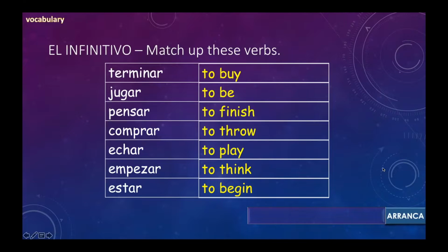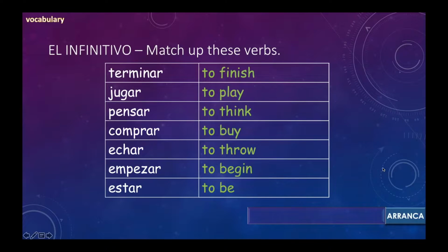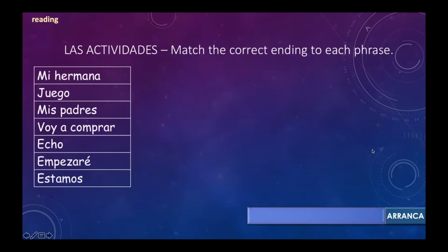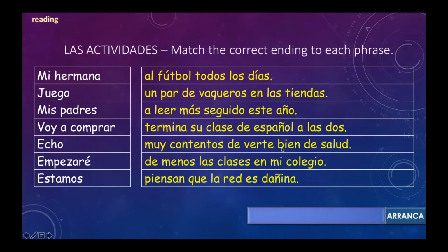And our time is up. How did it go? Let's see the answers. Terminar means to finish, jugar to play, pensar to think, comprar to buy, echar to throw, empezar to begin, estar to be. Okay, now we're going to use these verbs to actually create sentences. Now we have these options here on my left, and we are going to match them up with these options on our right. Off you go.